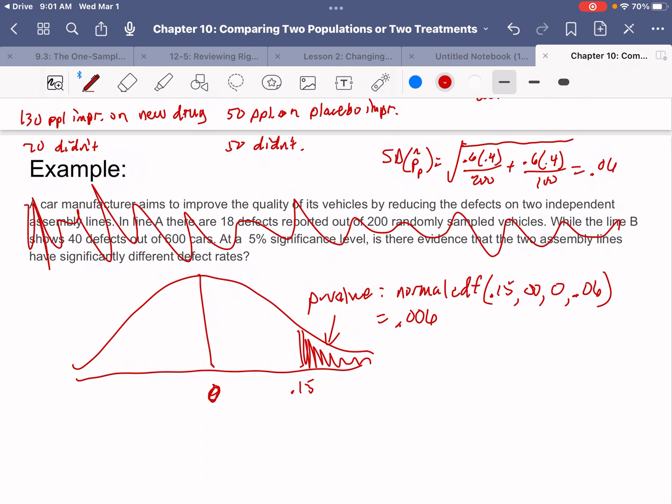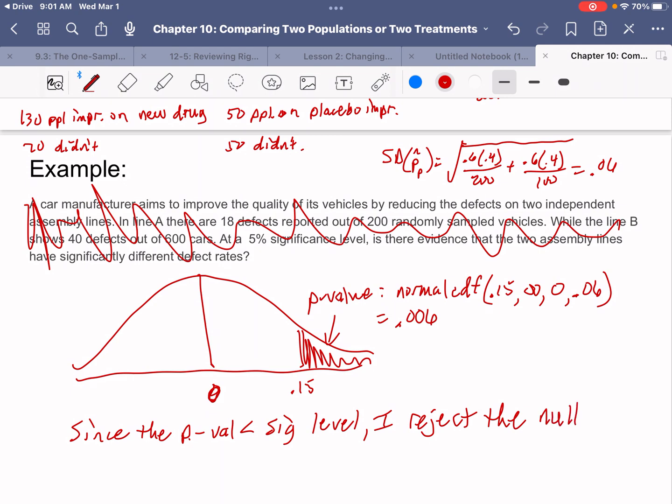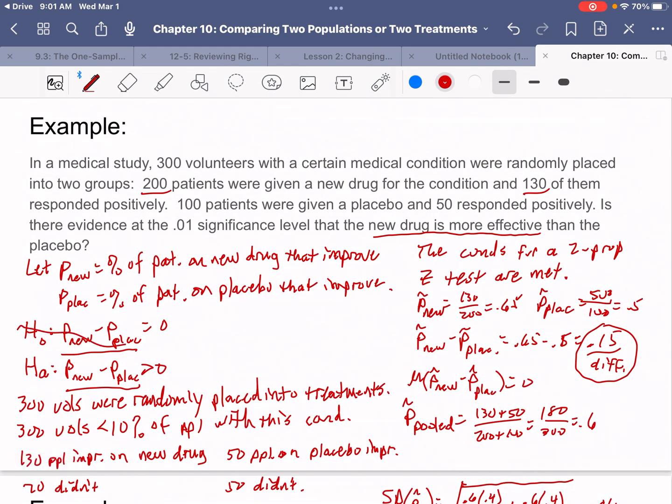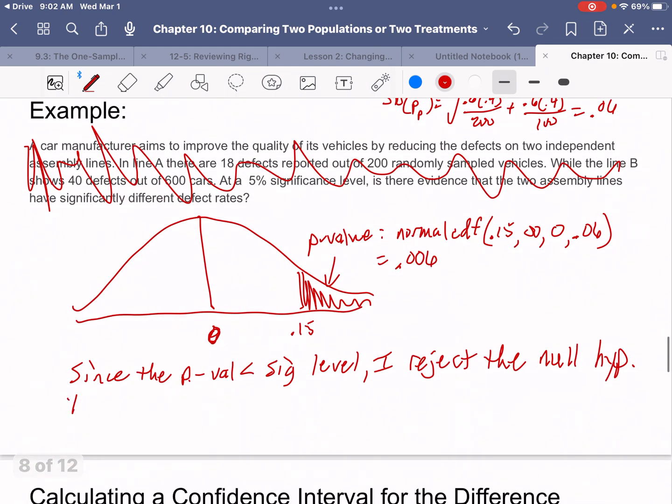So I'm ready to draw my conclusion. Since the p-value is less than the significance level of 0.01, I reject the null hypothesis. We draw that conclusion the same way we have been. Now, if I reject the null hypothesis, that means I'm in favor of the alternative. And the alternative is saying that the new drug is better than the placebo. It's more effective. So that's what I'll say.